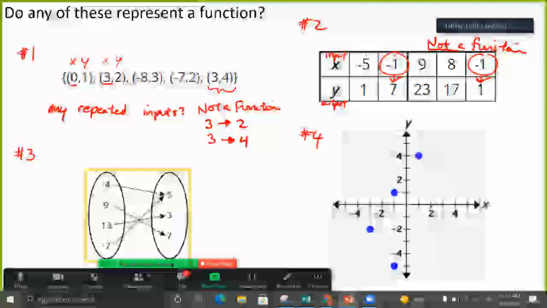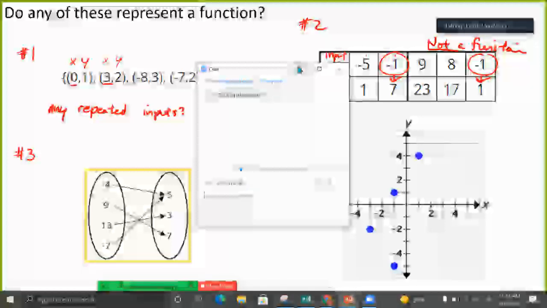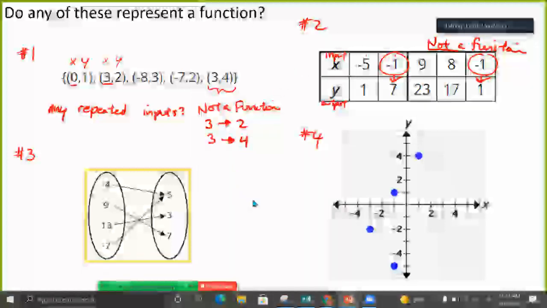Okay, now let's look at number 3 below there. I see there's something in the chat. Oh, Maria. Yes, thank you. I'm sorry I missed your message. You were totally on though. Yeah. Maria said no to number 1. It's not a function. Good job.